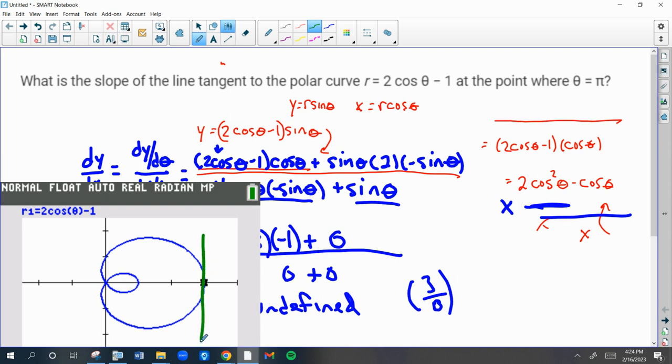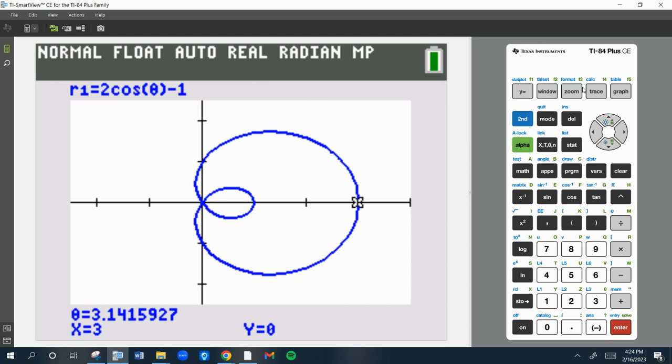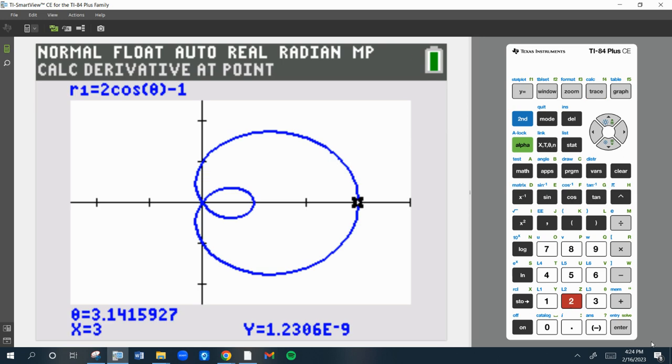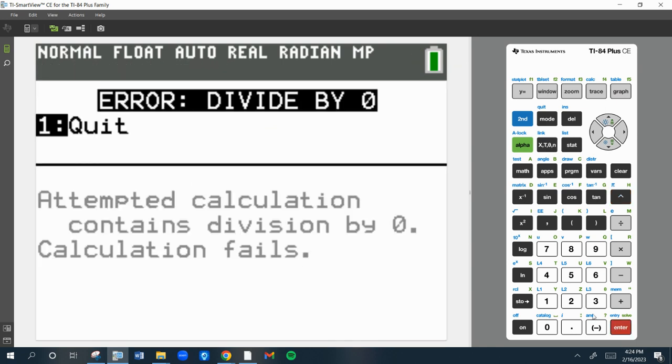Now, I don't know if you noticed, you've probably noticed this before, but let's go back to the calculator, because I noticed something while I was looking at it. When I hit that calculate screen, it will calculate dy/dx. So let's try it. I hit 2, and I'll now again put pi in. Divide by 0. So yeah, that's undefined. We're dividing by 0 just like we knew. I didn't want to say quit, but that's the first word I saw.